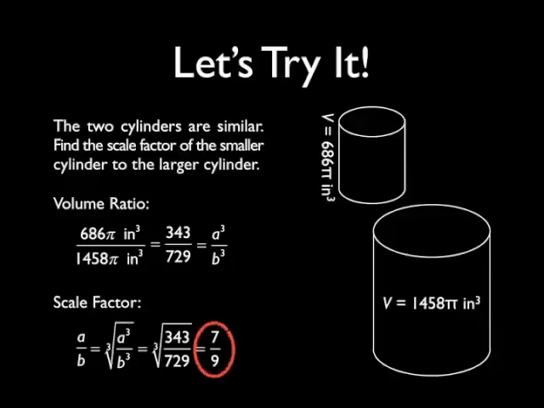So notice how we did that. We just wrote the ratio with what we were given, in this case the volumes, and then we undid whatever the exponent was on the scale factor. In this case, the volume ratio is the scale factor cubed, so we undid that with a cube root.